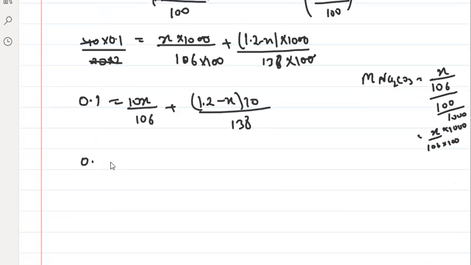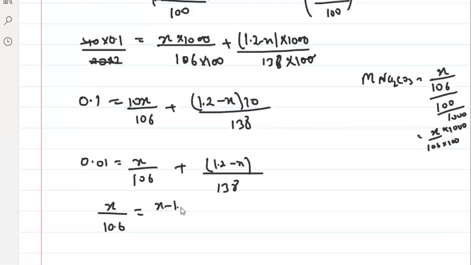So it will be 0.01 is equal to x by 106 plus (1.2 minus x) by 138. Take 100 this side. So you will get x by 10.6 is equal to (x minus 1.2) by 13.8. Calculate, solve. 13.8x is equal to 10.6x minus 10.6 into 1.2, right? So it will become what? Tell me. 12.72, right? Got it?